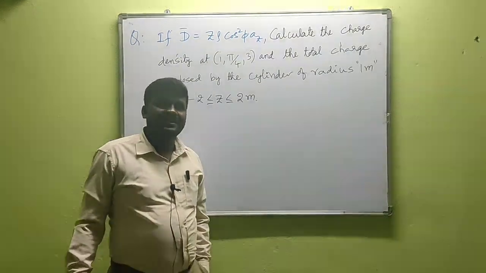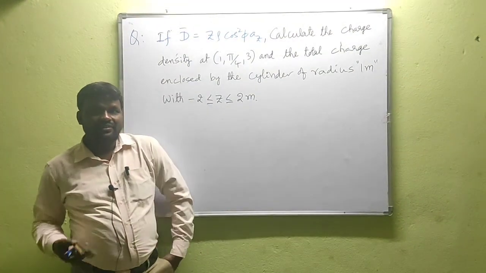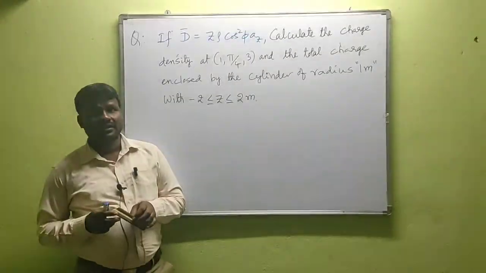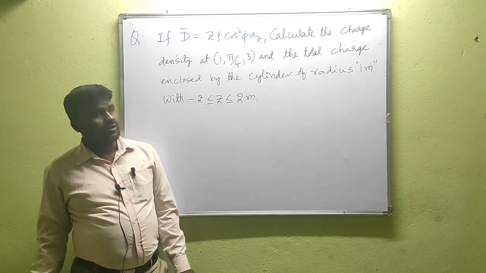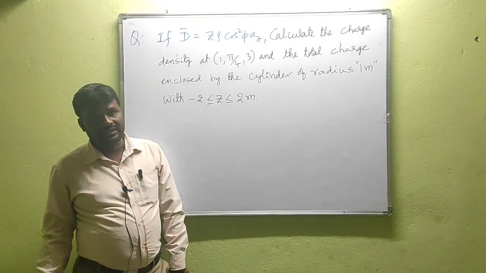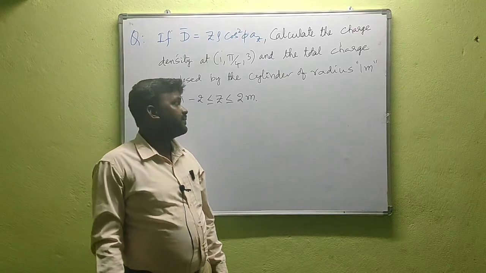Hi, welcome to our electromagnetic theory course. In today's class, we will discuss one problem based on Maxwell's first equation, that is del dot D is equal to rho v.